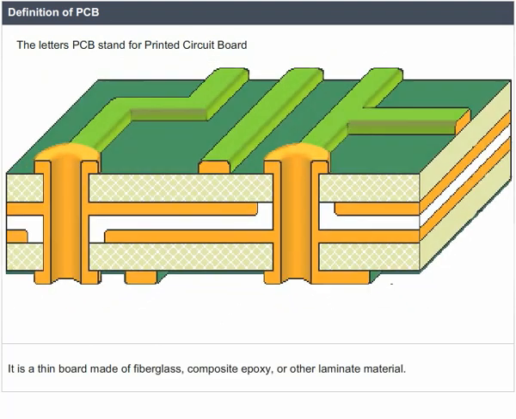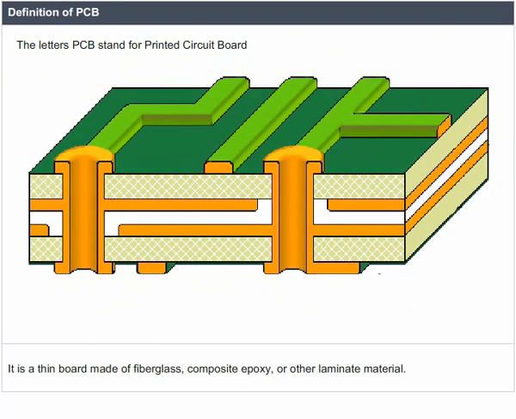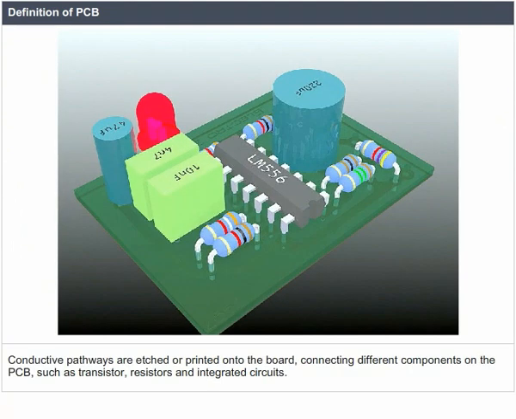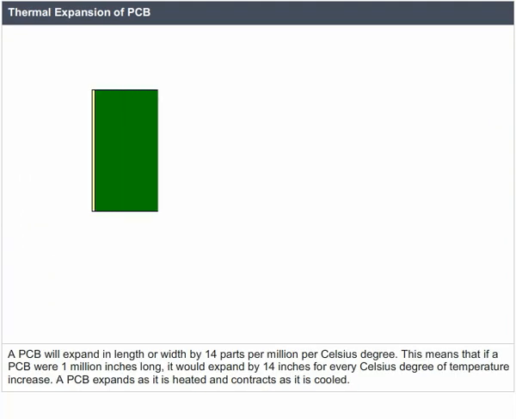Definition of PCB. The letters PCB stand for Printed Circuit Board. It is a thin board made of fiberglass, composite epoxy, or other laminate material. Conductive pathways are etched or printed onto the board, connecting different components on the PCB, such as transistors, resistors, and integrated circuits.